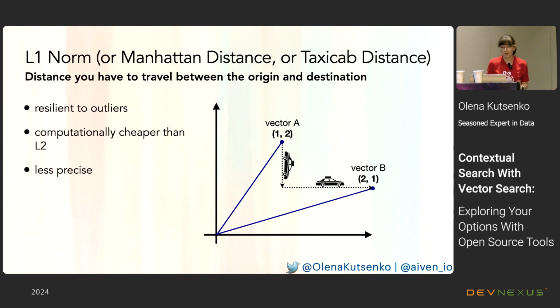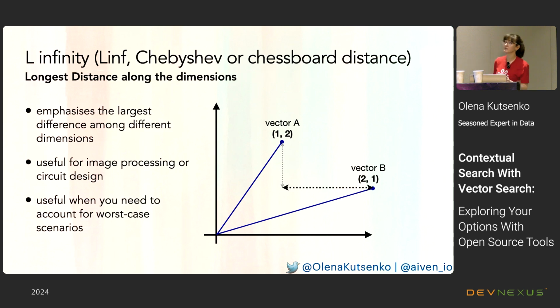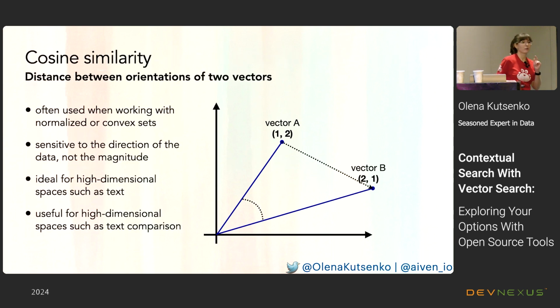Another one, which is used less but is super cool, emphasizes the dominant features. Maybe you only care about the key features, the distance between them, and worst-case scenarios. This is called L infinity, and it takes the longest distance across all the dimensions. It's used less, mostly in image processing and circuit design, but it can also be a good choice for vector search. Then we have another one, which is by far probably the most recommended when you're working with text, and it's called cosine similarity.